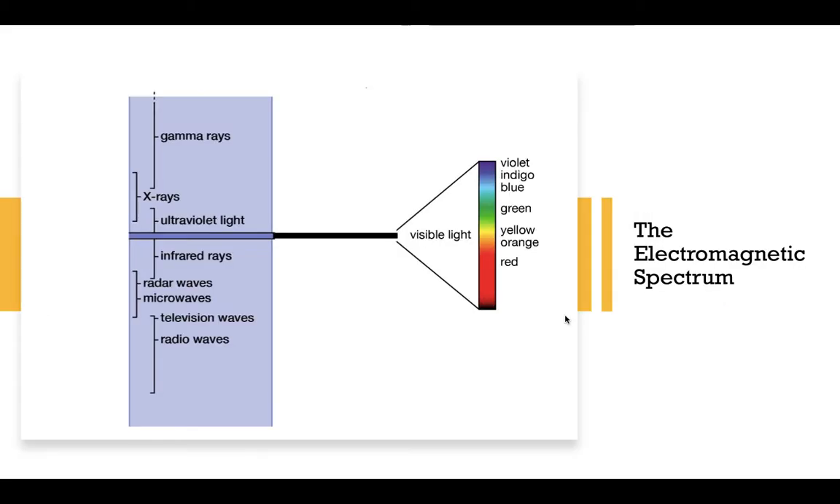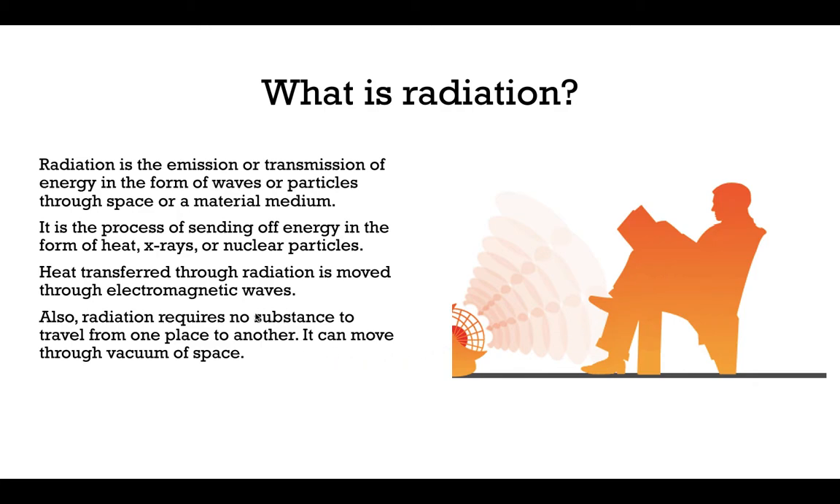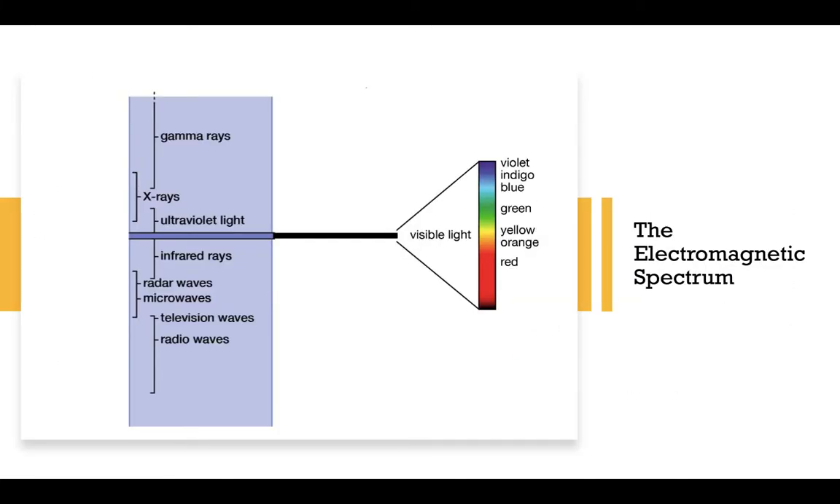So here we have the electromagnetic spectrum. We mentioned earlier that heat transfer through radiation is moved through electromagnetic waves. So this is the electromagnetic spectrum. We have the gamma rays, the X-rays, the ultraviolet light, the infrared rays, microwaves, television waves, and the radio waves. So here are the gamma rays. They're the most dangerous. Then we have the X-rays. Then we have the ultraviolet. And this is basically the visible light, and basically the colors.